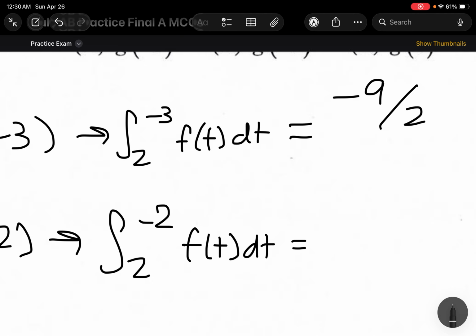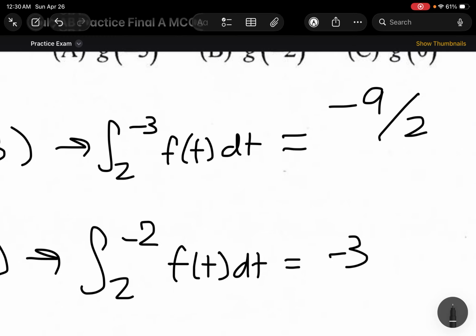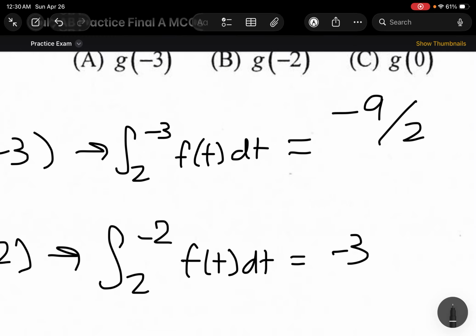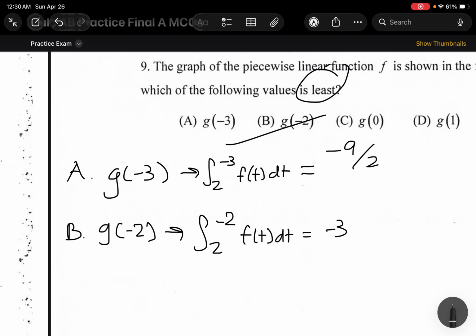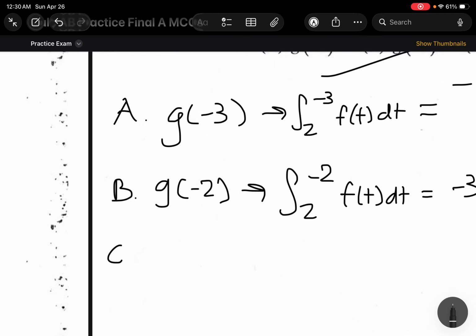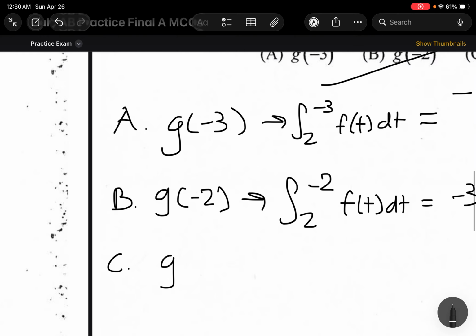Immediately after checking this value here, -9/2 is lesser than -3. So we can cross off option B. So from C, we're going to do g of 0, which is our third candidate.